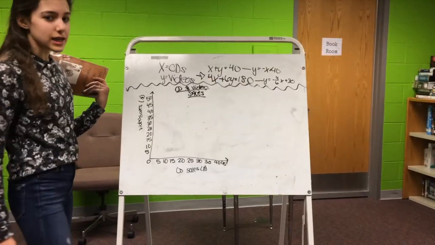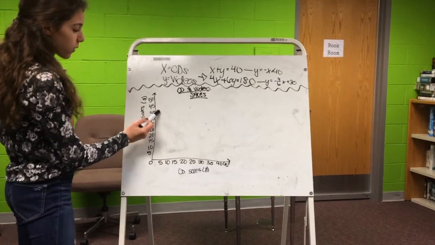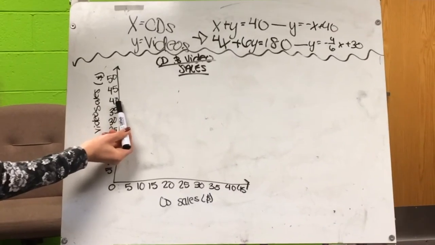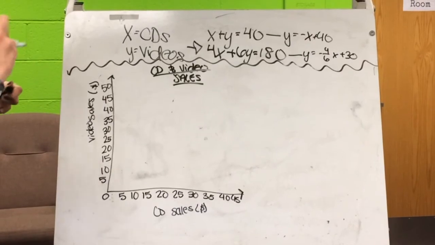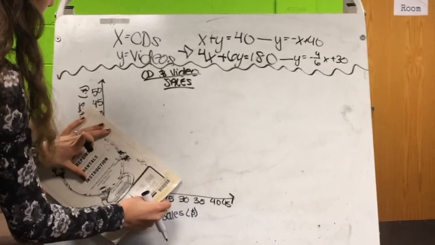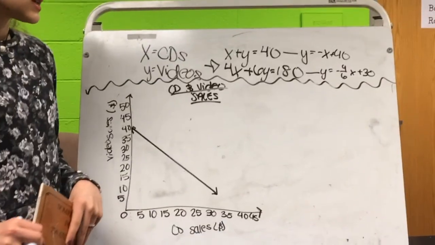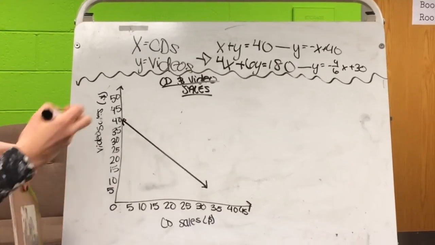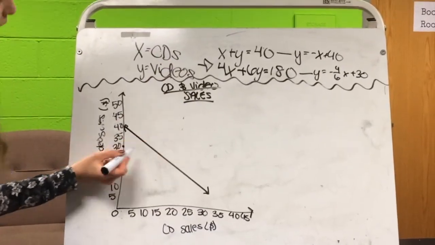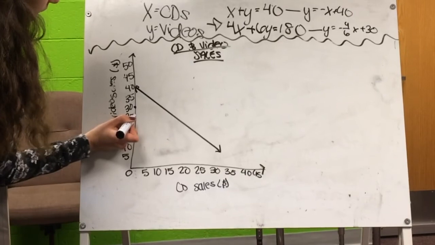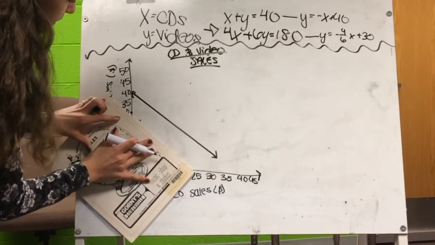For y equals negative x plus 40, we're going to find 40 on the y-axis, go down 1 and over 1, and we're going to make this a negative line because it is a negative slope. For y equals negative 4/6x plus 30, you're going to find 30 on your y-axis, and you're going to go down 4 places and over 6, and it should look something like this.